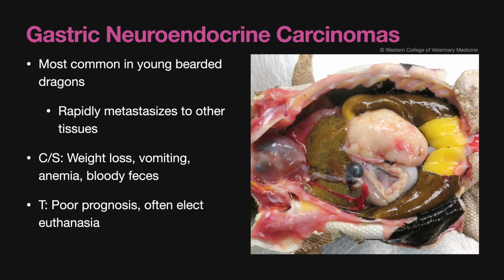Gastric neuroendocrine carcinomas are seen in young bearded dragons and can rapidly metastasize to other tissues. Clinical signs include weight loss, vomiting, anemia, and bloody feces. This condition has a poor prognosis and typically results in euthanasia.